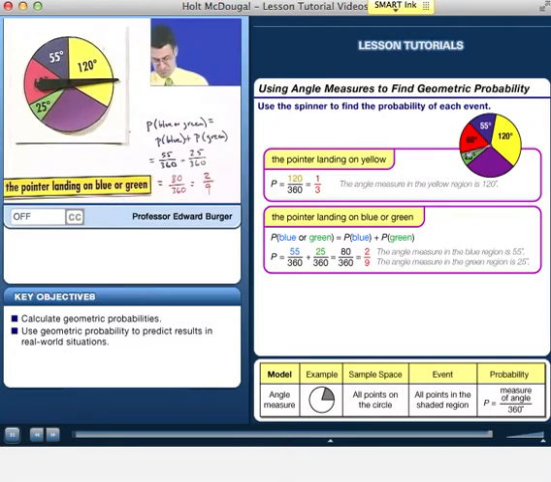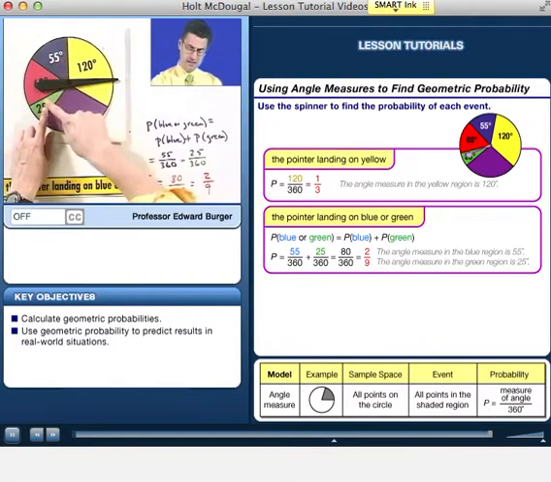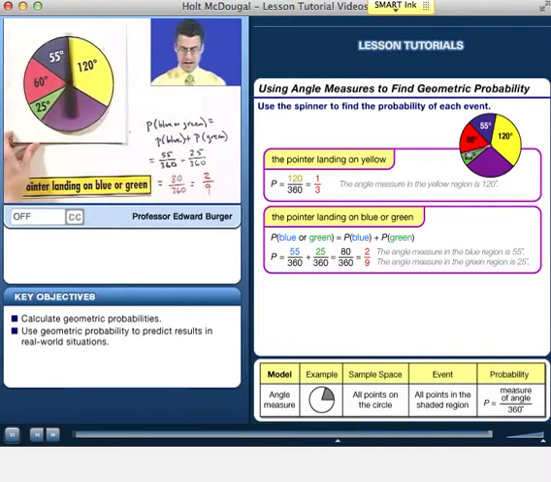So 2/9, not very high probability, but that corresponds to the fact that these aren't very large sectors, so we wouldn't expect that we get in there.